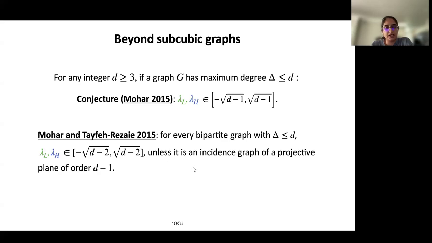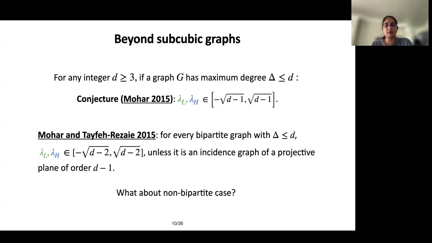In fact, Mohar, along with Tayfeh-Rezaie in 2015, was able to show that this bound is tighter in the case of bipartite graphs, where you can bring the bound to minus square root of d minus 2 to square root of d minus 2. And again, the only exception is the incidence graph of a projective plane of order d minus 1.